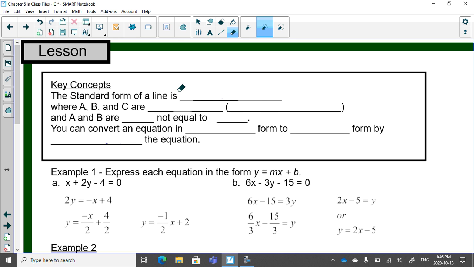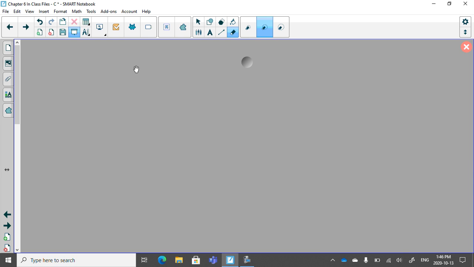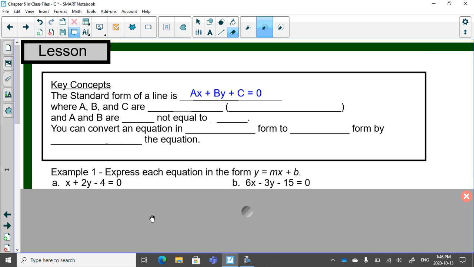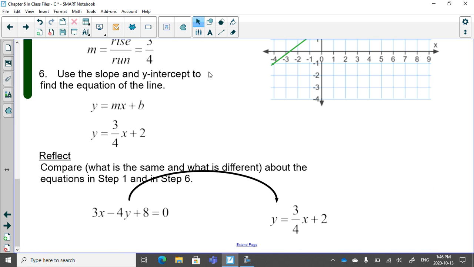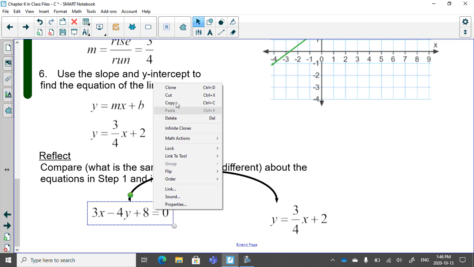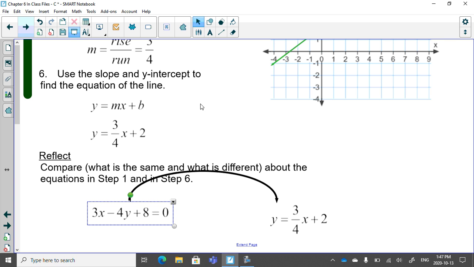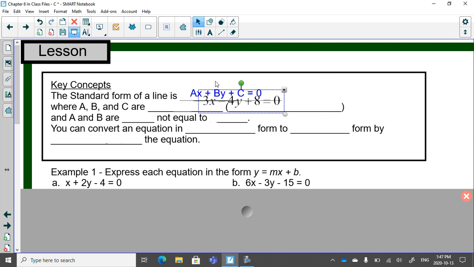So standard form of a line is the format ax plus by plus c is equal to 0. If you were to take a look at this equation right here, I'm going to grab it. So come with me, copy, and go over here, and I'm going to paste it. Do you see how this follows this template? The a is a 3, the b is a -4, and the c is an 8.